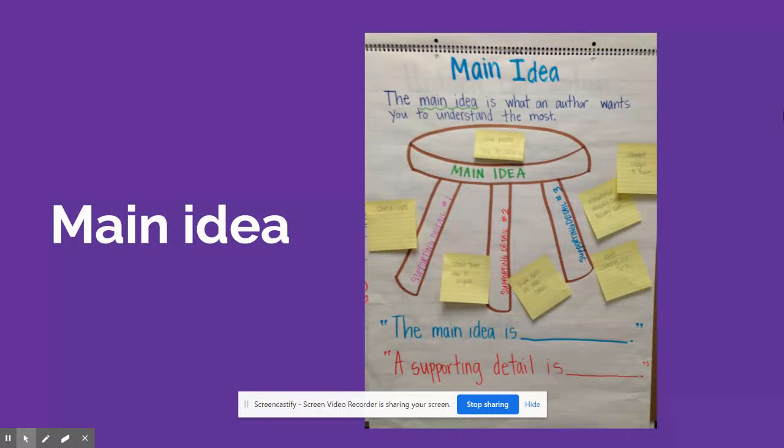Our first vocabulary word is one that we've already learned, main idea. The main idea is the most important point of a story. Remember when we look at this picture, we see that the main idea is where you would sit on the stool. The main idea is supported by details to help us understand the most important part of a story. So main idea is the most important part.